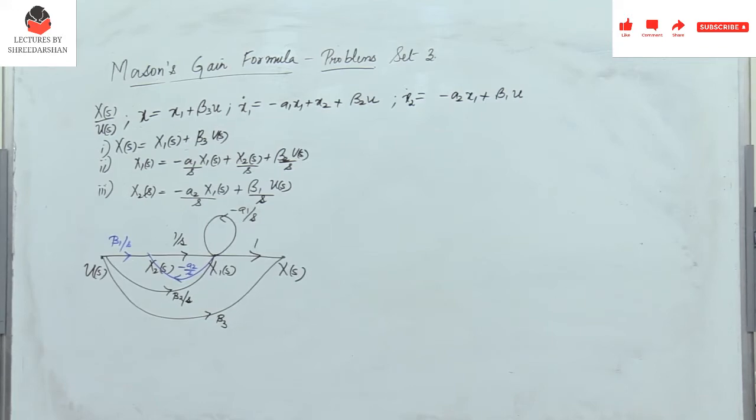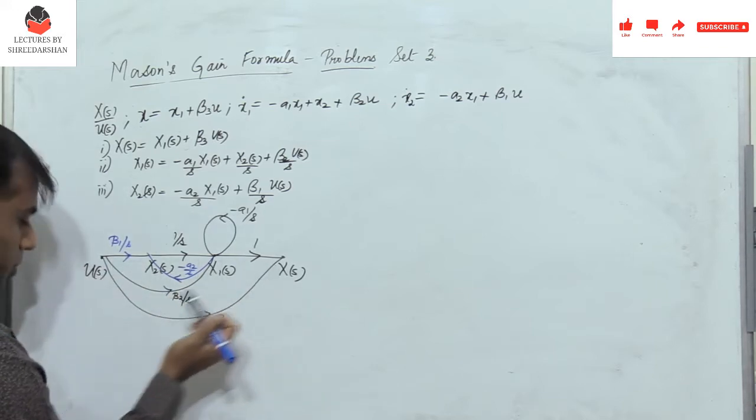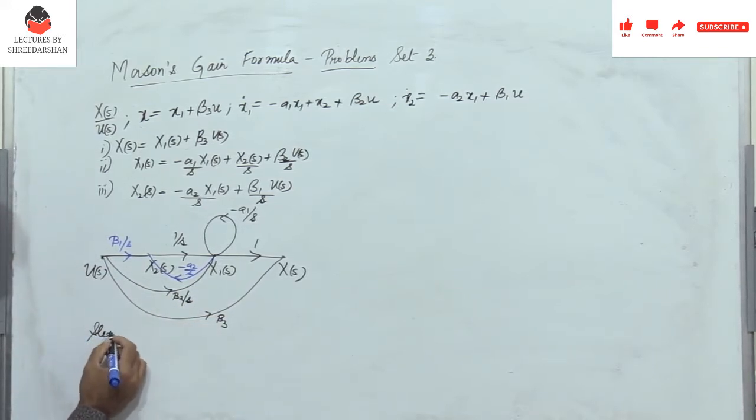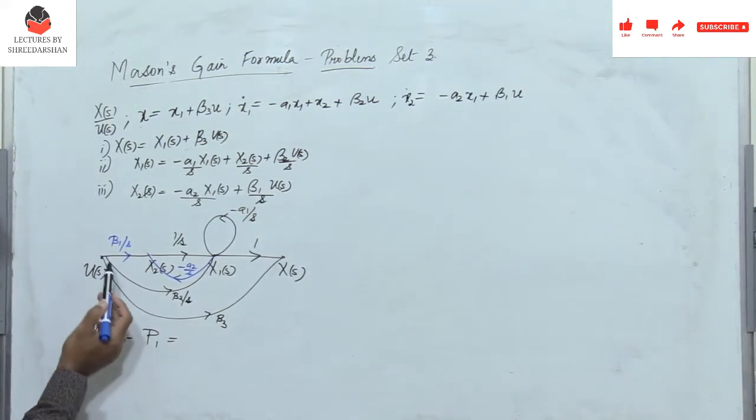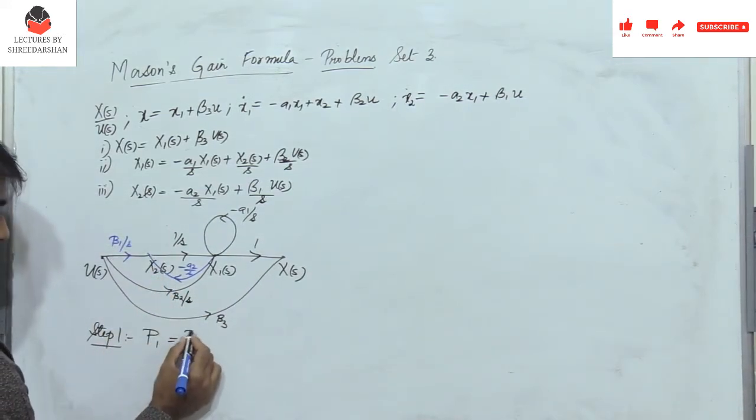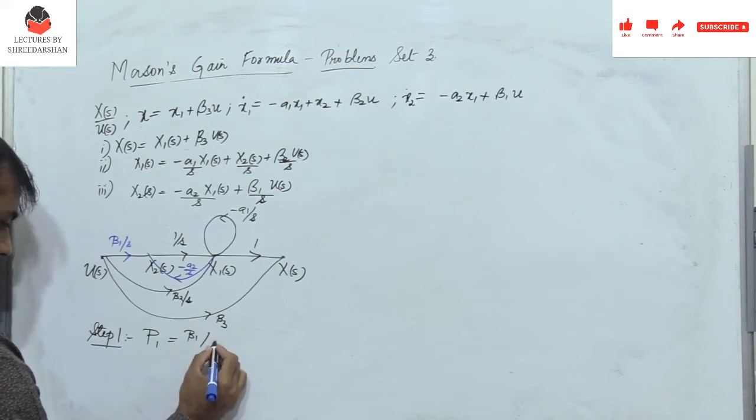So now I need to write all the forward paths. That is the path which connects the input to the output. So that is step 1. How many forward paths do I have? Let me consider P1. P1 definitely is this path where I have beta 1 by S into 1 by S. So I have beta 1 by S square.